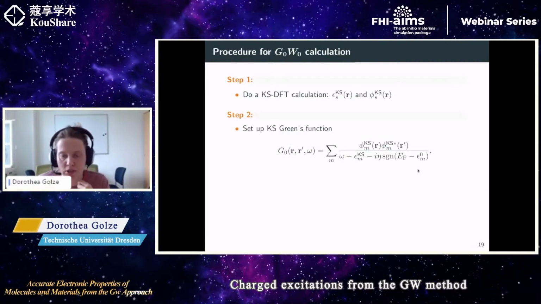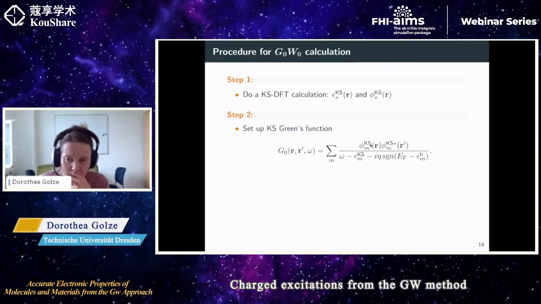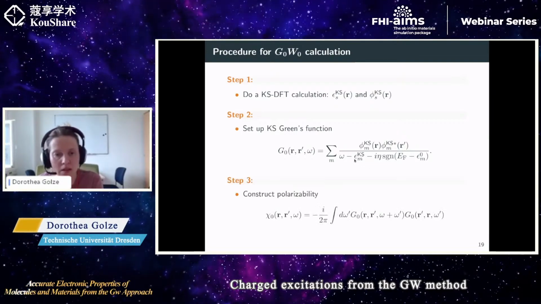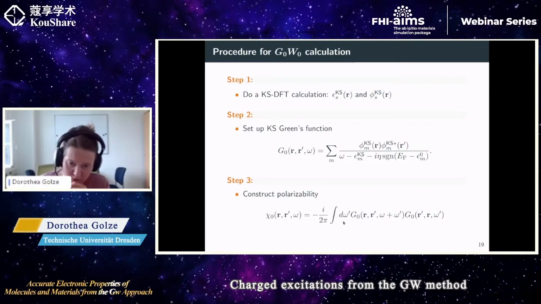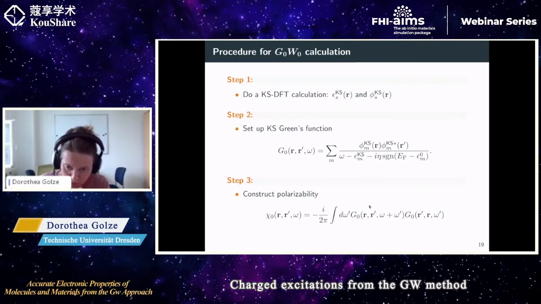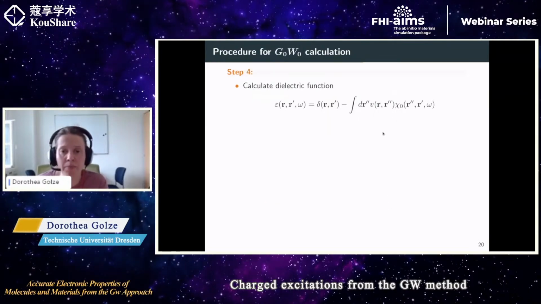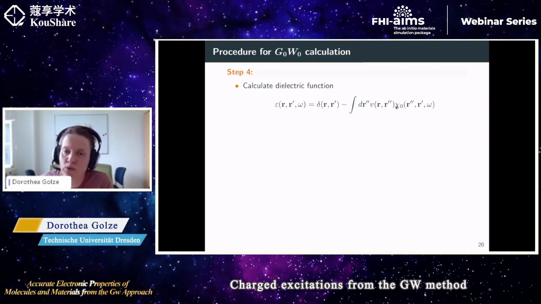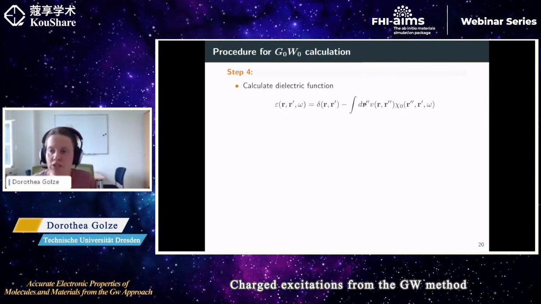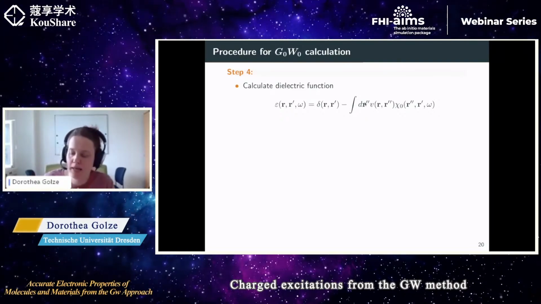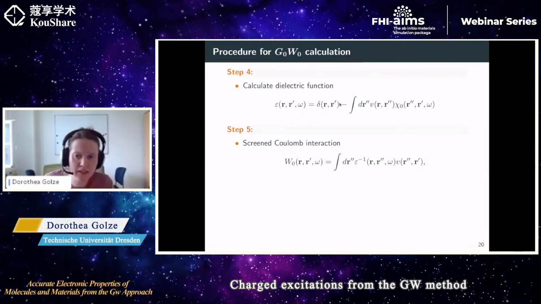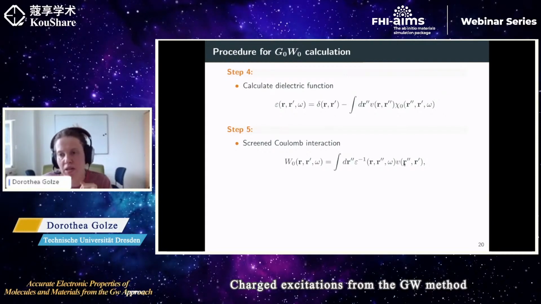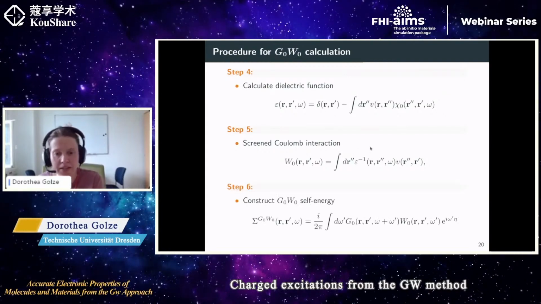Then we calculate the Green's function, where we have the orbitals in the numerator, and here the energies enter the denominator. We then construct from G0 the polarizability as a product of basically two G0s. Then we compute a dielectric function, and what enters here is this chi0 together with the bare Coulomb interaction. So the bare Coulomb interaction is 1 over r minus r prime. And once we have the dielectric function, we can get the screened Coulomb interaction by multiplying its inverse with the bare Coulomb interaction and then taking the integral.